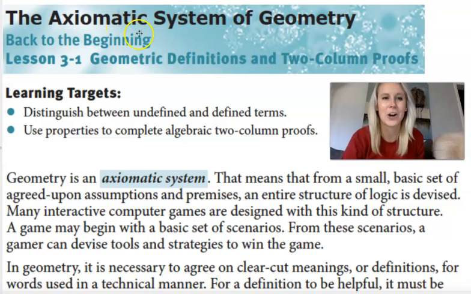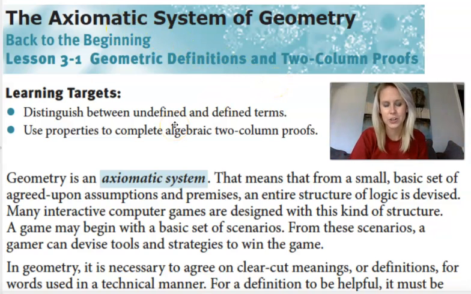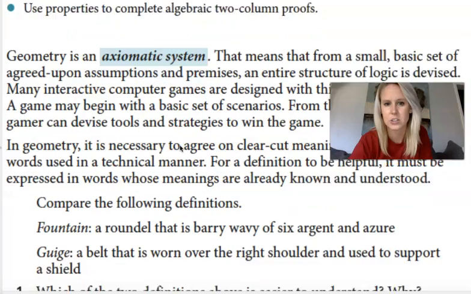But this is gonna be called the axiomatic system of geometry. So we have two learning goals. One of them is to distinguish, which means tell the difference between an undefined term and a defined term. The second one is going to be use properties of algebraic two-column proofs. So we're going to throw back to last year and talk about some proofs of algebraic equations. So let's get started.